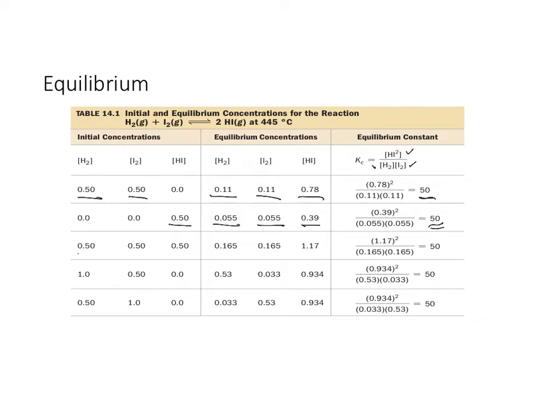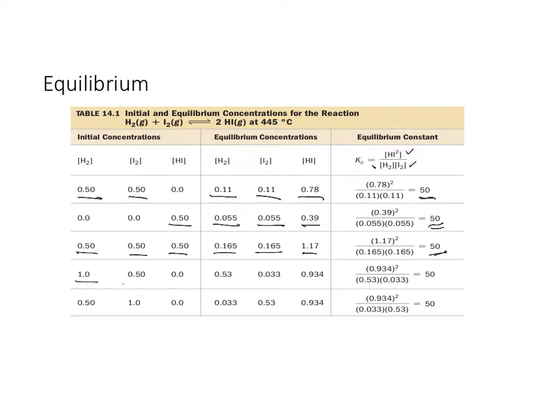In the third row, we begin with equal amounts of all three gases, both the reactants and the product. Now notice at equilibrium, 0.165 H2, 0.165 I2, and 1.17 HI. We throw them into the equilibrium constant expression, and once more, 50. So our equilibrium constant at this temperature has a value of 50. We've seen that. Let's look one more time.